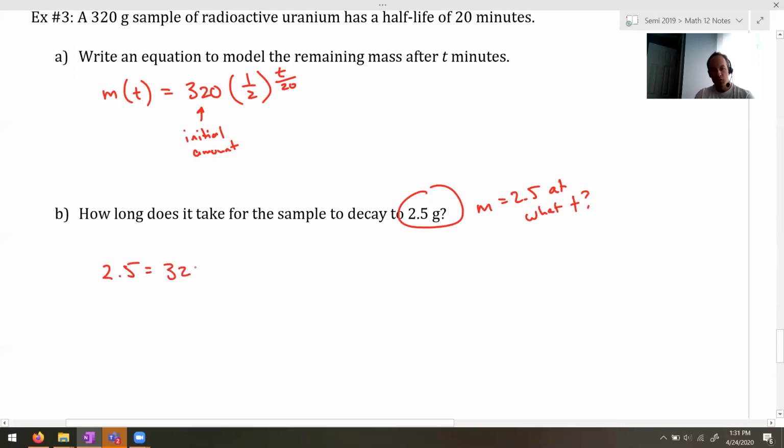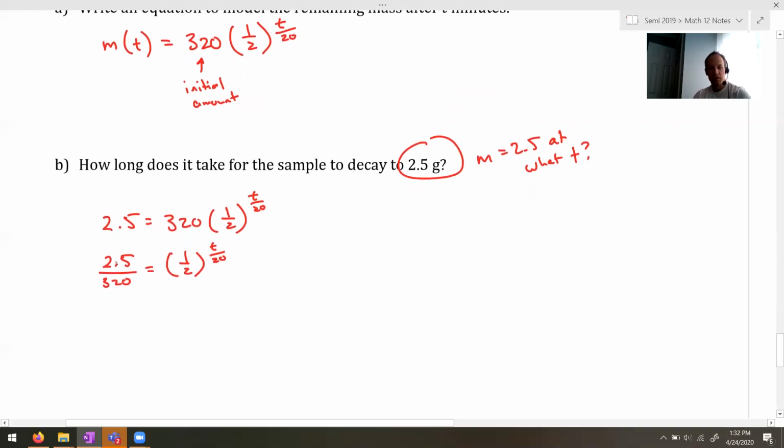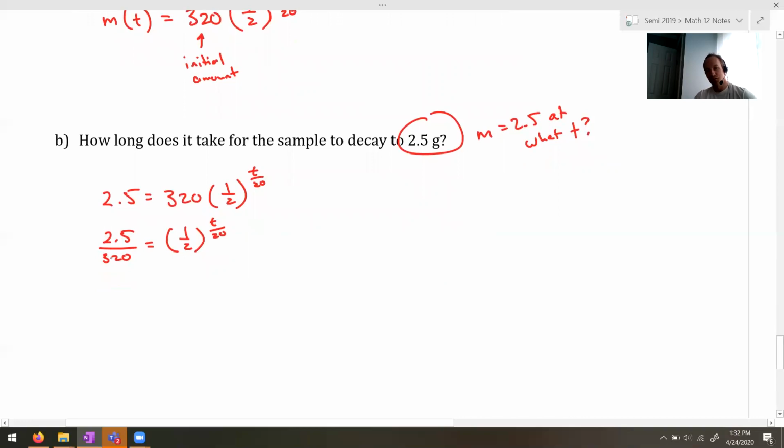So with our equation here, we're going to replace this with 2.5. We're going to write 320 times 1/2 to the t over 20. Okay, so now we need to solve this. The easiest way of solving this is to try and see if you can put this all into powers of a half. So what I would recommend here is to divide 320 to the other side. So you'll get 2.5 over 320 equals 1/2 to the power of t over 20. And then see if you can simplify this fraction, because this does not look like a power of 2, but I bet you we can make it kind of look like it.